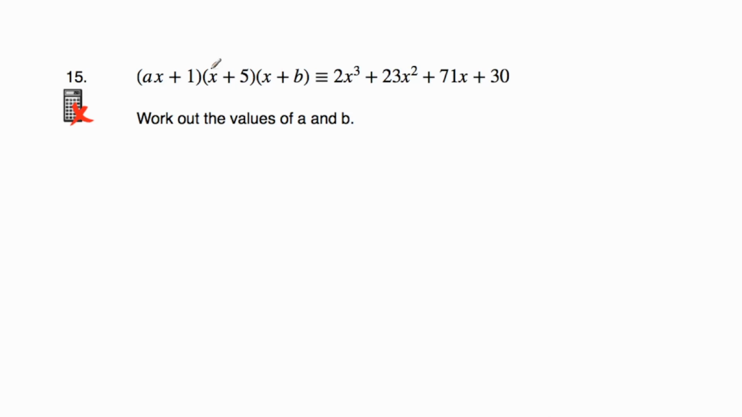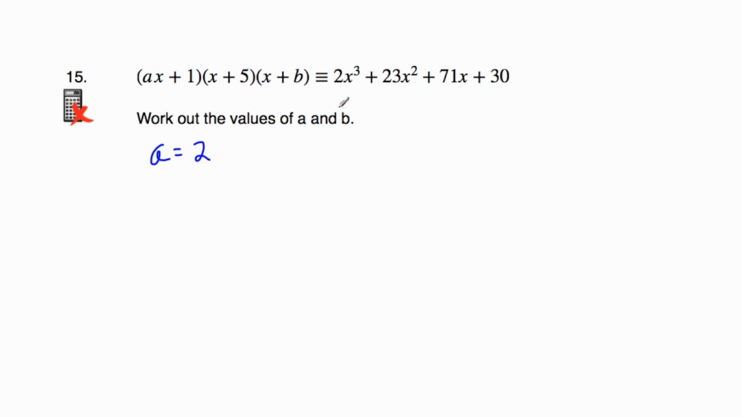And the reason that we can take a little bit of a shortcut, if we look at it, we've got ax, x, and x. Now whenever we expand these brackets, the only term that would give us an x cubed would be what we get when we multiply the first term here, by the next term here, and by the next term there. So in other words, ax times x would have to be equal to 2x cubed. So by just looking at that, I know straight away that a is going to have to be equal to 2. So a is equal to 2 because ax times x would be equal to 2x cubed. So that's how I've worked out a.